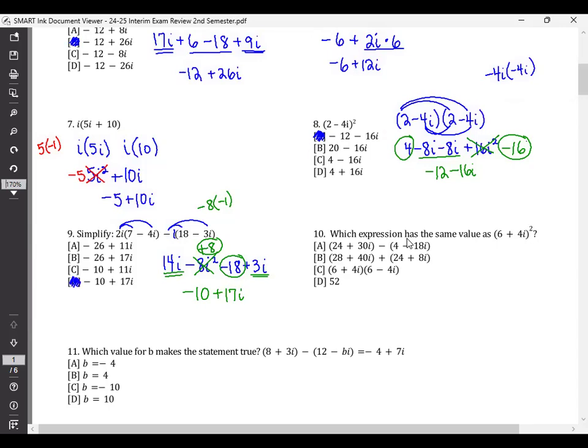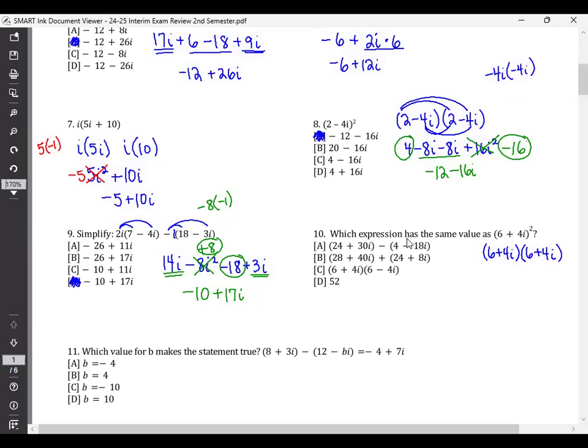Number 10, it says, which expression has the same value as 6 plus 4i squared? So the first thing we might need to do is go and actually work out 6 plus 4i squared. And just like number 8, when you multiply this out, please write it twice. Do not just square the 6 and the 4i. You're going to be leaving out some stuff.